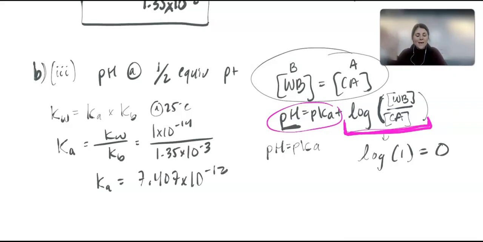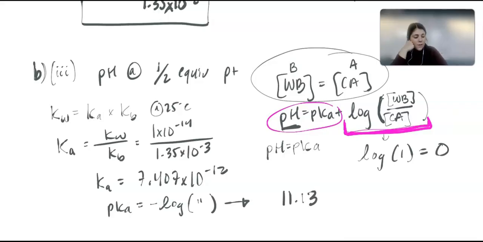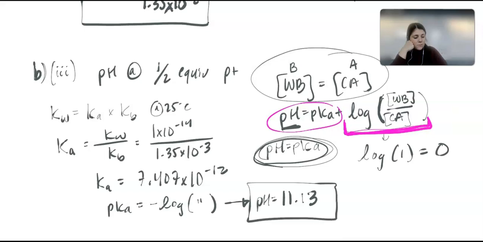Now that I have my Ka, I can get pKa, which is the negative log of Ka. Here, I get pKa is 11.13, which, looking at this portion right here, will be what my pH is. So this is, again, true at half equivalence point, nothing else, okay?